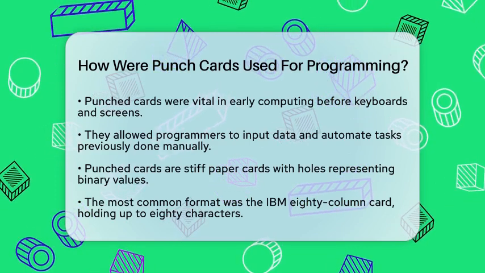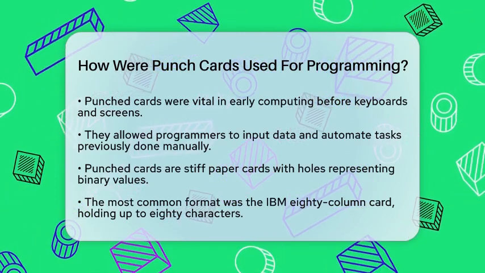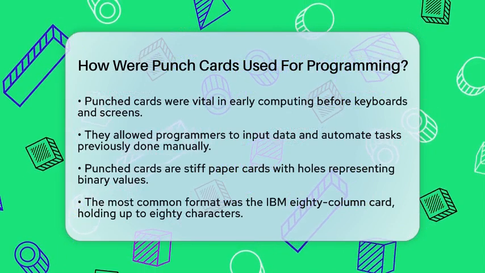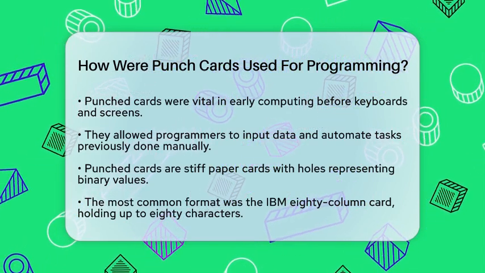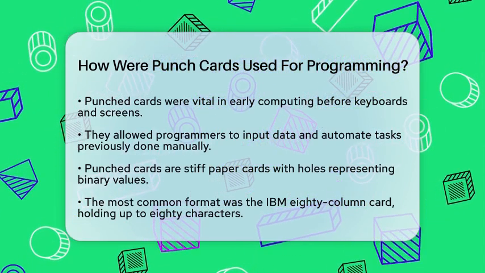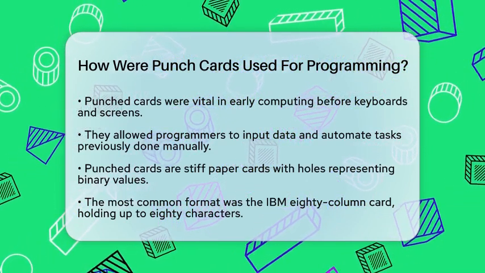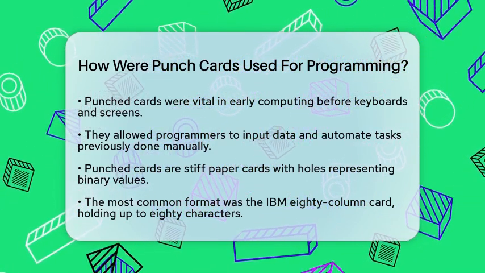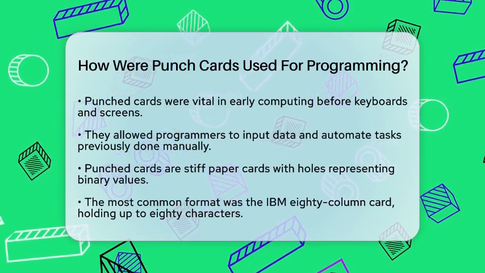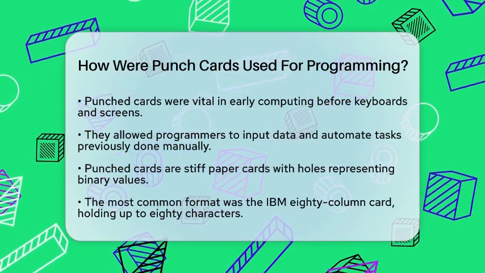Punch cards are stiff paper cards with holes punched in specific locations. Each hole represents a binary value, meaning the presence or absence of a hole indicates different characters or commands. The most common format was the International Business Machine's 80-column card, which could hold up to 80 characters of information.